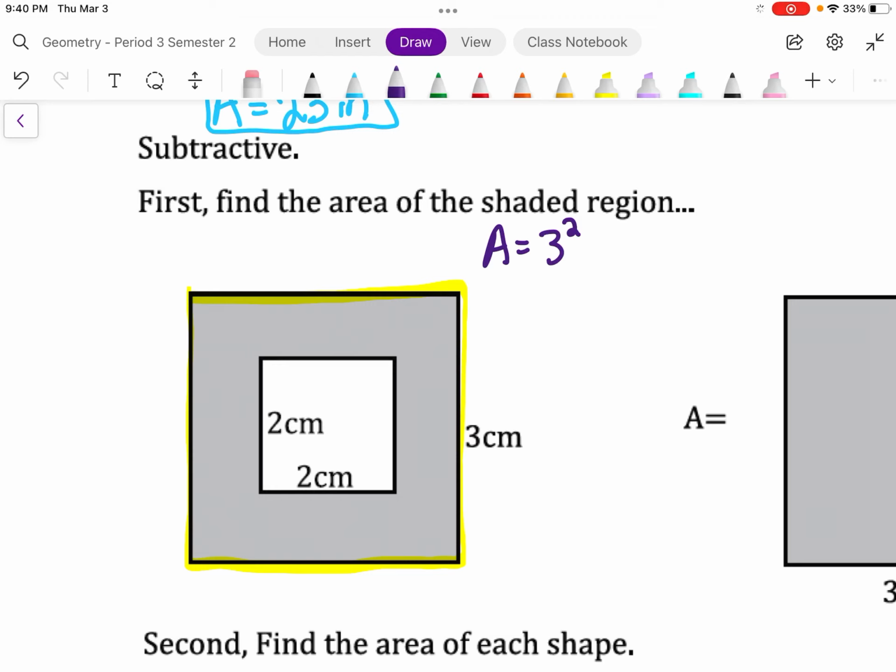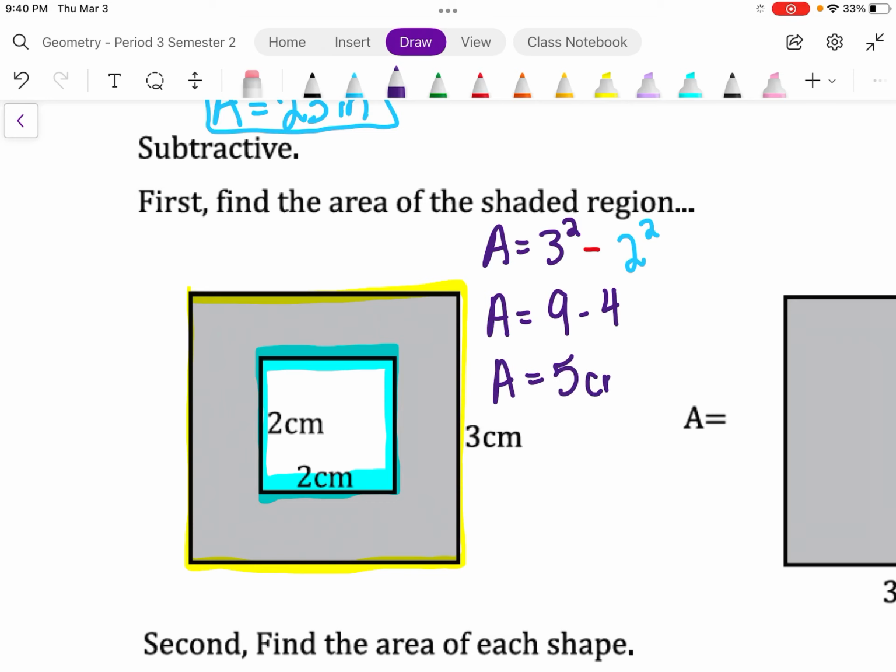And then to find the area of just the shaded region, we are going to subtract the area of the non-shaded region. And sometimes there's going to be multiple areas we're subtracting, but in this example, there's only going to be one. And because that's also a square, we're going to be multiplying 2 squared. And once we do that, we're able to find the total area of just the shaded region, which would be 5 centimeters squared.